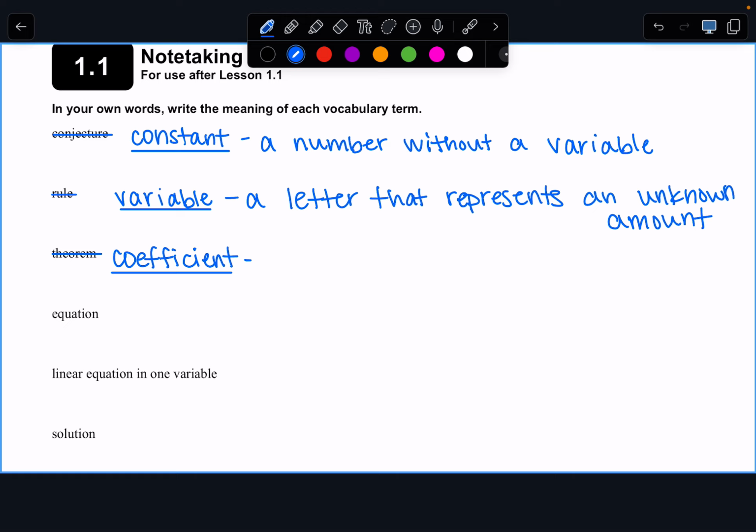Okay, who can describe to me what a coefficient is? You said it so beautifully. A number attached.